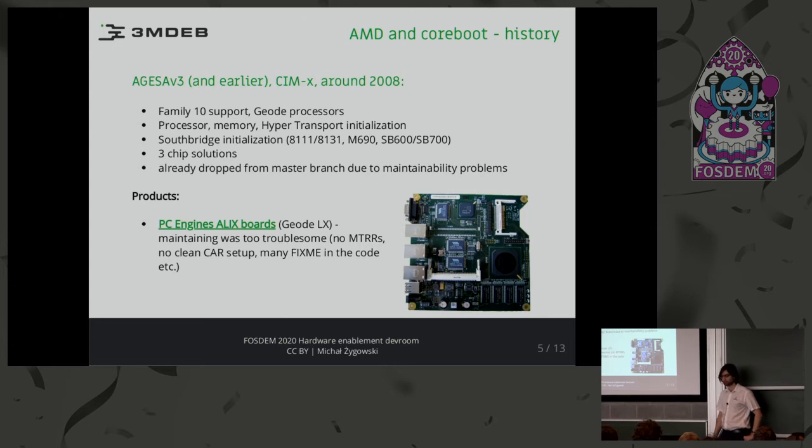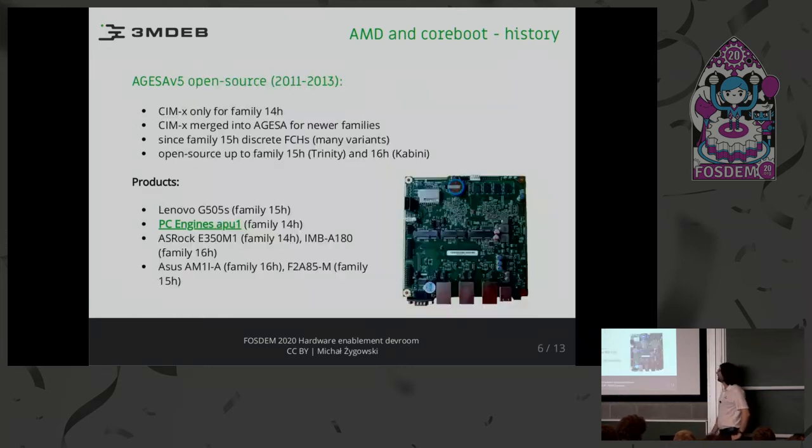Example products are, for example, PC Engines ALIX boards. PC Engines is a Swiss company which produces typically network appliance devices like routers. For example, this one has a Geode processor, Geode LX. This was also one of the problematic chipsets and processors I mentioned, with, for example, the RAM initialization.